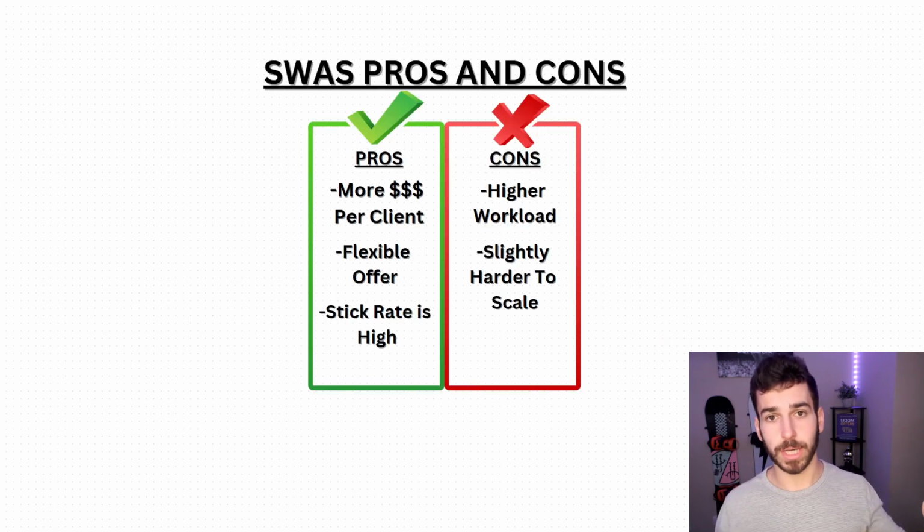So now on to the pros and cons. The first pro, obviously, you're getting more money per client, so you can charge more depending what service you're offering. Two, you can have a pretty flexible offer. So if you offer one service to one of your clients, you don't have to offer that same service to a different client. You can offer all different services to all your different clients based on what they need.